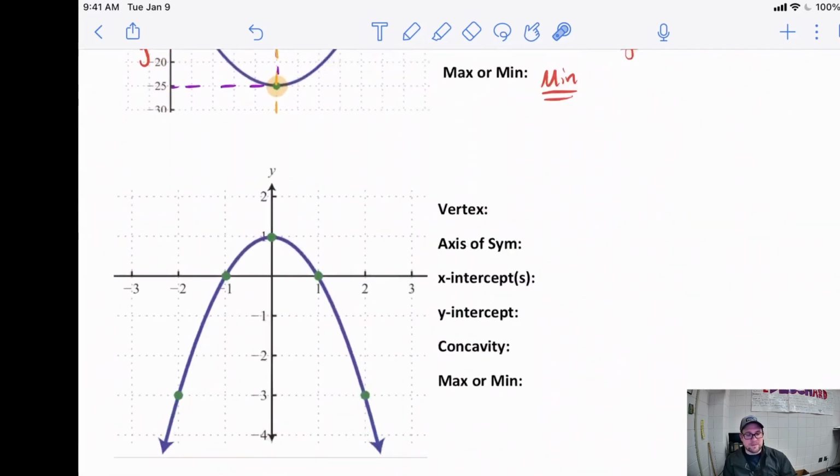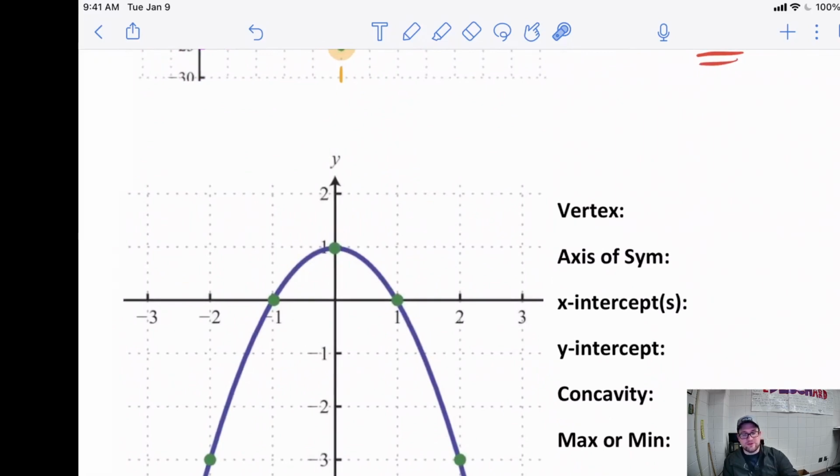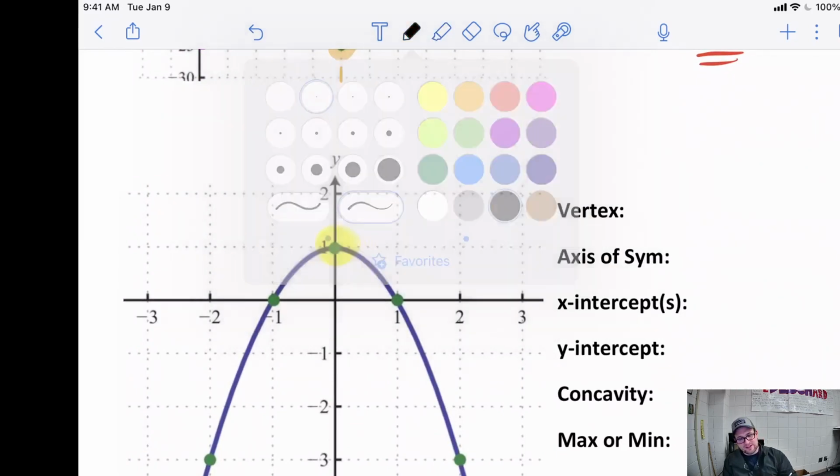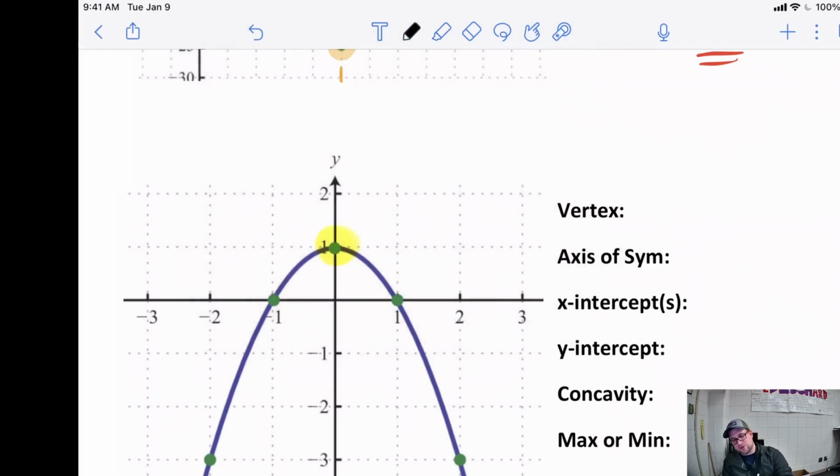Here's our next one. So looking at this graph, let's first identify our vertex. Looks like our vertex is located right here. Now, let's actually just jump around a little bit. In this problem, we can see our graph's opening downwards. So we're going to say that this is concave down, because we're opening down.